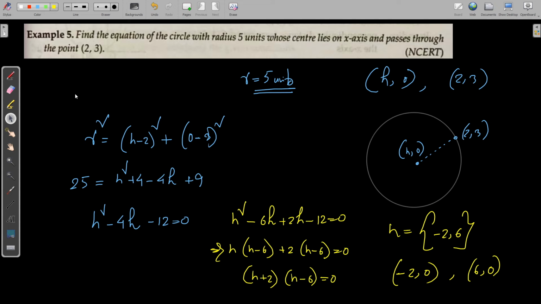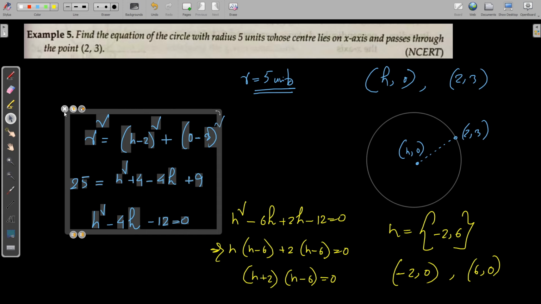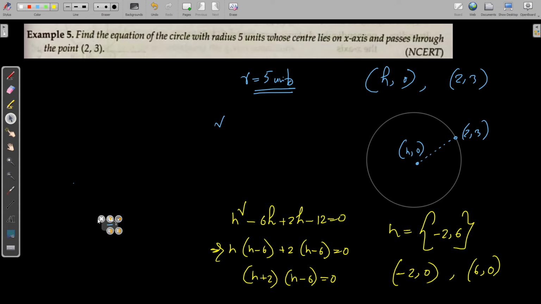Since we got two values, that means we're going to get two equations of the circle which satisfy these conditions. Okay. Now, first we will take this value and find the equation of the circle. Obviously, we're going to use the center form. So it will be (x plus 2) whole square plus (y minus 0) whole square equals radius square. Radius was 5, so it will be 25.